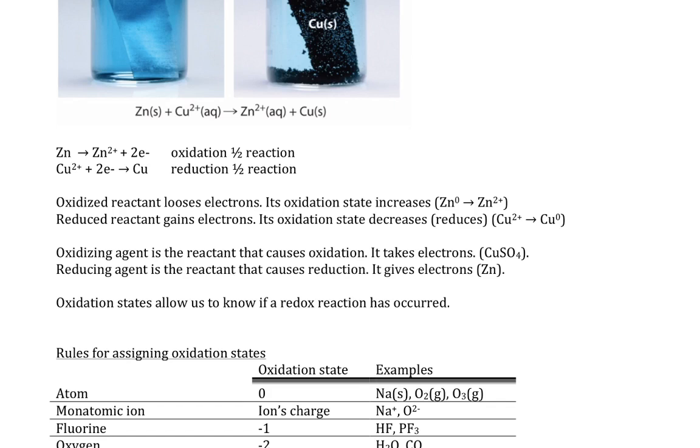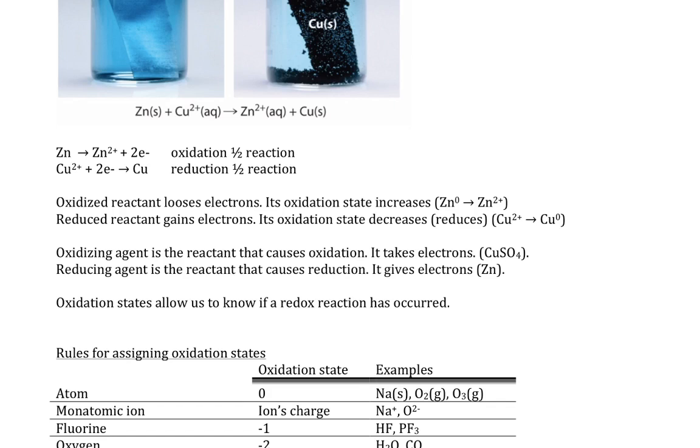The reduced reactant, that would be the copper 2+, it gains electrons. Its oxidation state has decreased. It has reduced. That's where that term reduced comes from. The 2 oxidation states with that half reaction are 2+ and 0. So 2+ has gone down the number line to 0. It's been reduced. It has taken on electrons.